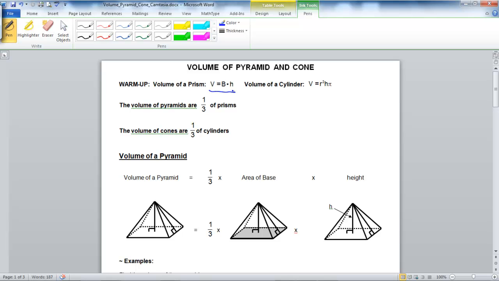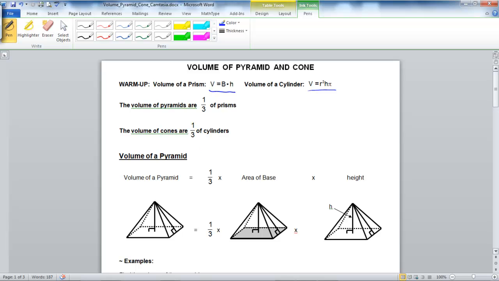And then the volume of a cylinder is again the area of the base times the height, but we converted that for circles. So the area of that base is r squared and the pi, and then times the height. The only change that we have then for pyramids and cones is that the volume of pyramids are 1/3 of the prisms, and the volume of cones are 1/3 of cylinders.